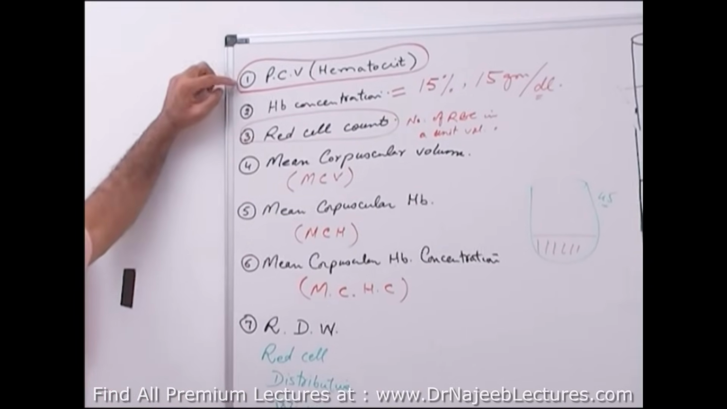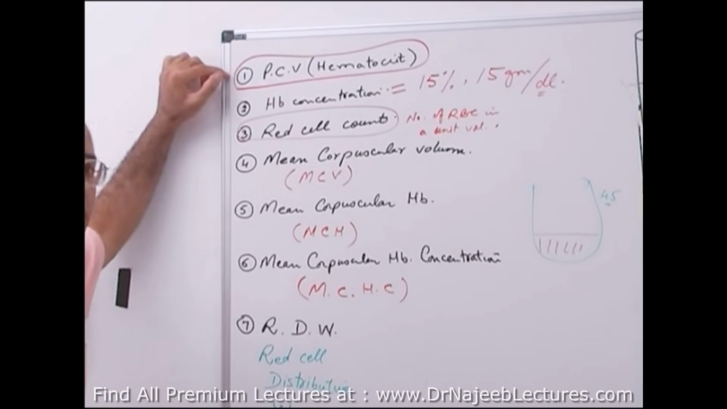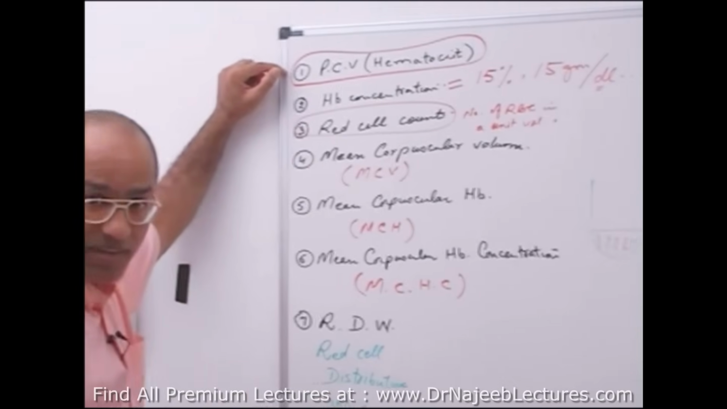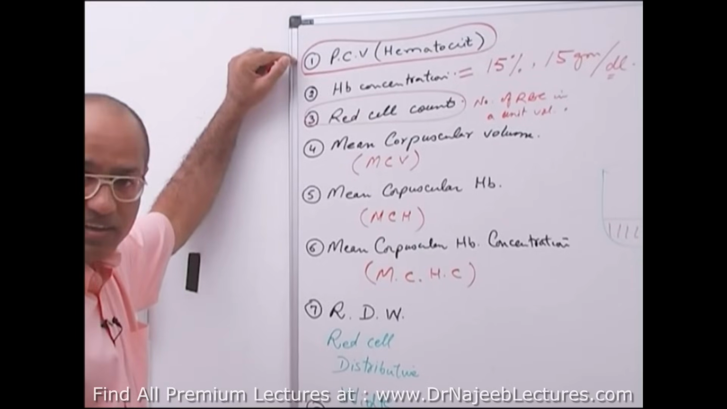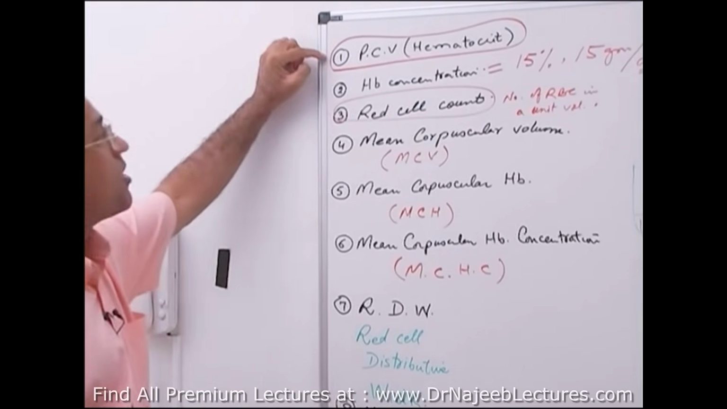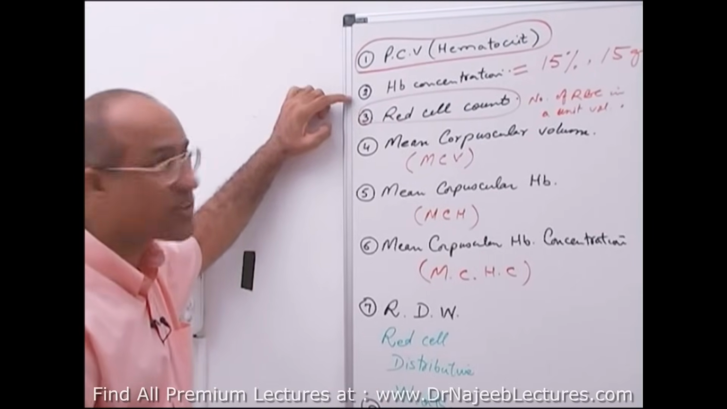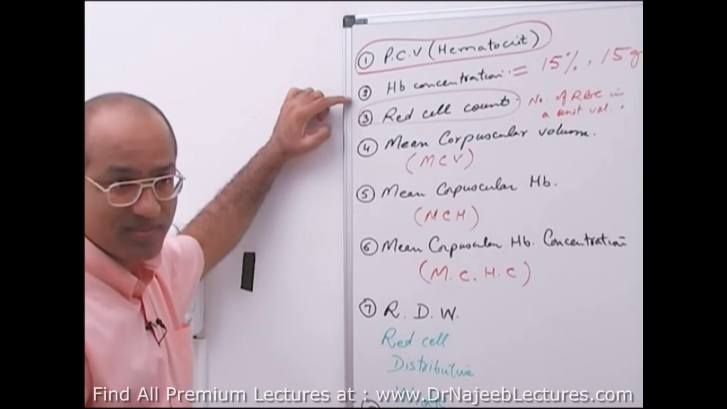That a patient comes and you want to make some study whether that patient has anemia or not. What type of anemia is there? First of all, you must know what is the packed cell volume. Number two, you should know what is the red cell count. Number three, you should know what is the hemoglobin concentration.